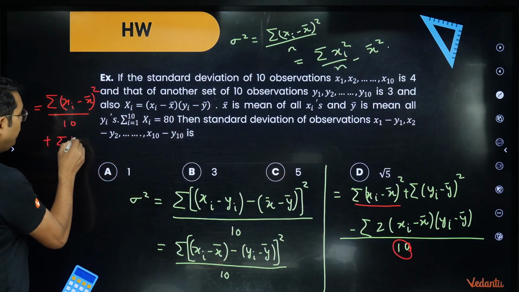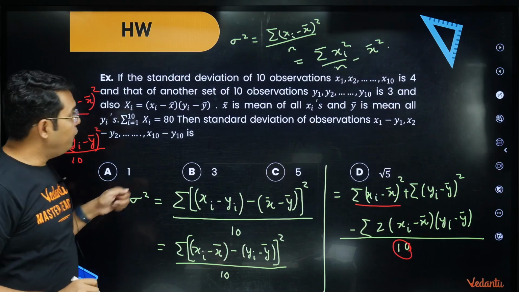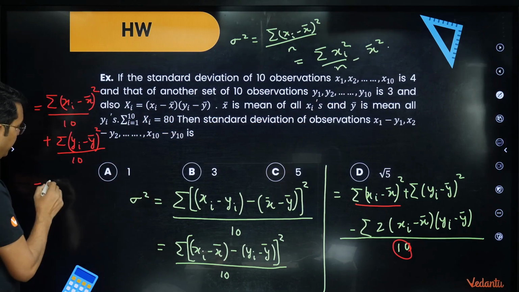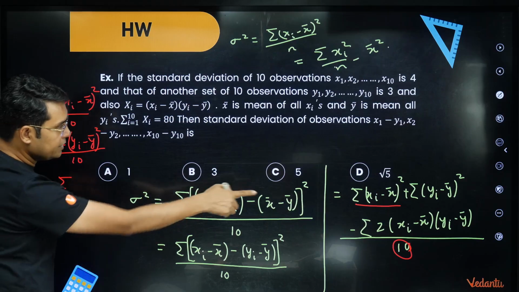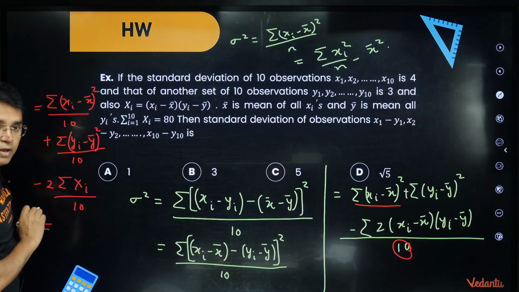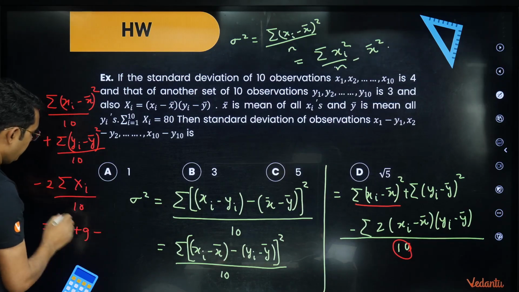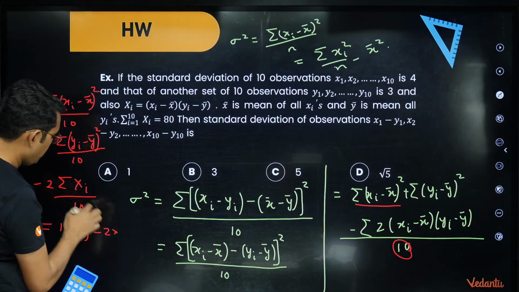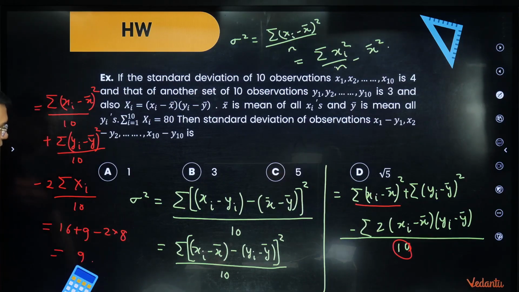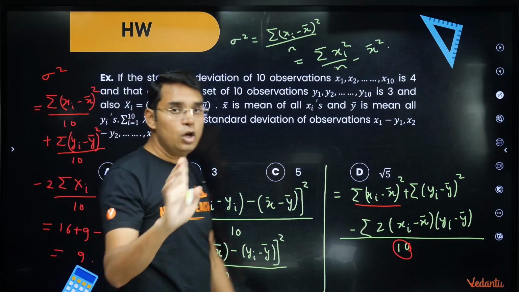Similarly, plus yi minus y bar square upon 10. This will be the variance of the second set of data y1, y2 up to y10, that will be 9. And minus, you can take 2 common, summation, I think this data is nothing but given as xi here in the question, upon 10. So if you put all these values here, first it will give you 16, then the second one will give you 9, minus 2 into this data is 80 upon 10, so it will be 8. So 16 gets cancelled, we get 9. But dear student, once again it is sigma square, that is variance, not standard deviation.